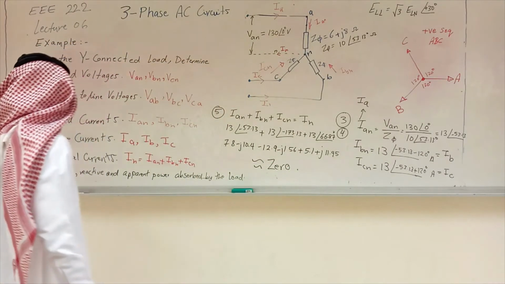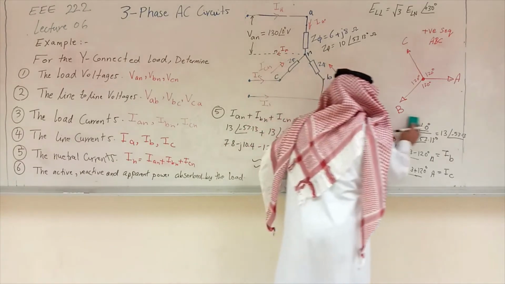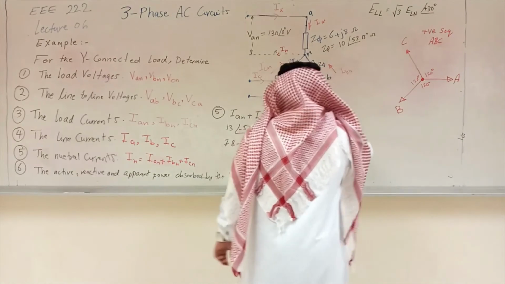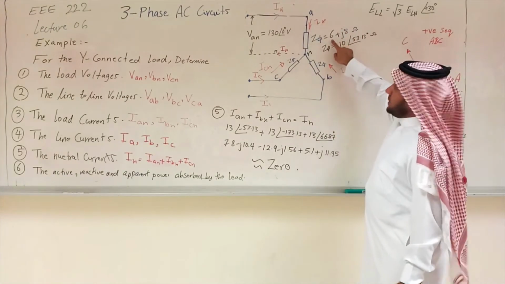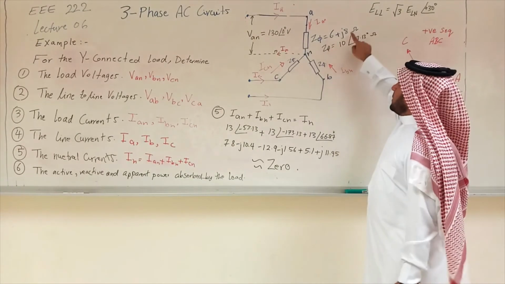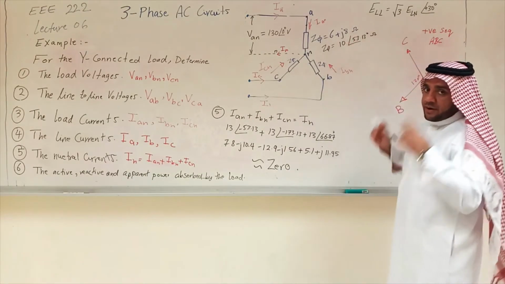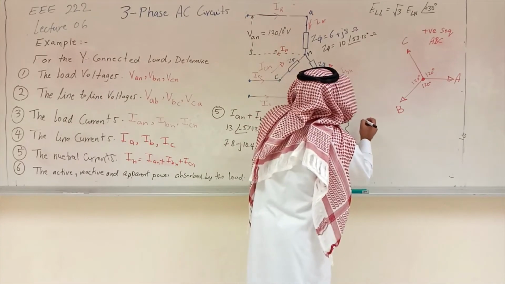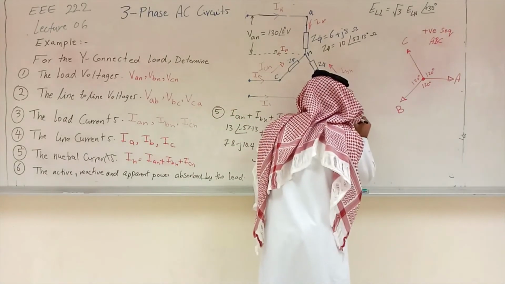Number 5 is done. Finally, active, reactive, and apparent power absorbed by the load. So every load here has a resistive element and an inductive element. The resistive element typically consumes active power, P, in watts. The inductor here, which is jXL, will absorb or store reactive power, Q, right? Which question is this? Number 6. So this is number 6.